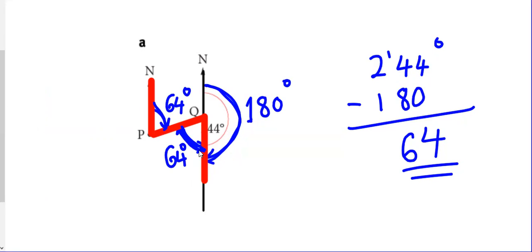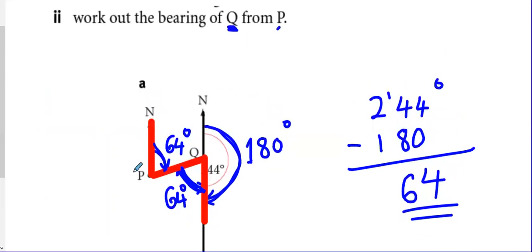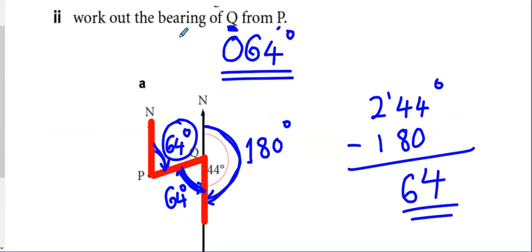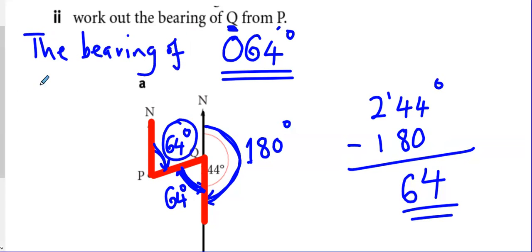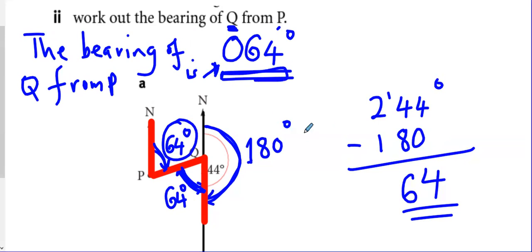Now, how do you write the answer? Remember the answer we have got has two figures. How do we make it three figures? You write 64 like that, but make sure that you begin with a 0. And this becomes your bearing. So the bearing of Q from P is 064 degrees.